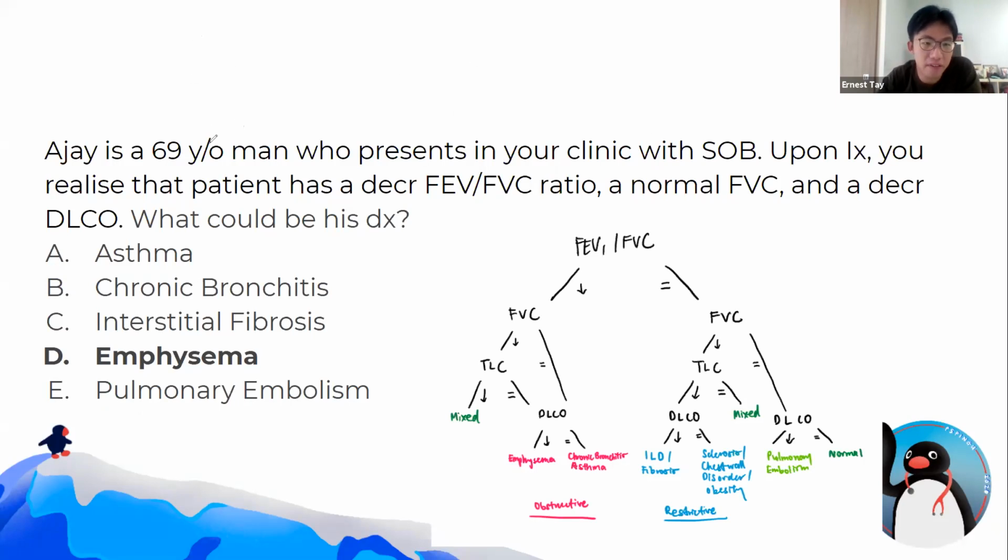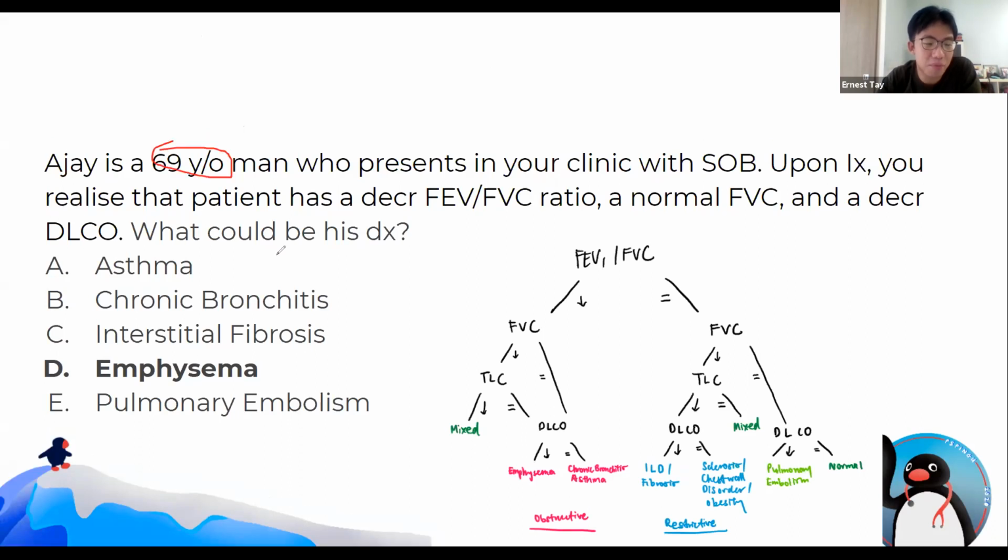Okay, first clue I have is that he's a 69-year-old man. So I'm thinking, all right, probably not asthma, because Archie will go through it later, which is that asthma is more of the allergic kind and is usually a younger onset for most kinds of asthma. So immediately I'm thinking, okay, probably not asthma. And the rest are quite likely for old men. Next, shortness of breath. Everything causes shortness of breath, so kind of useless there.